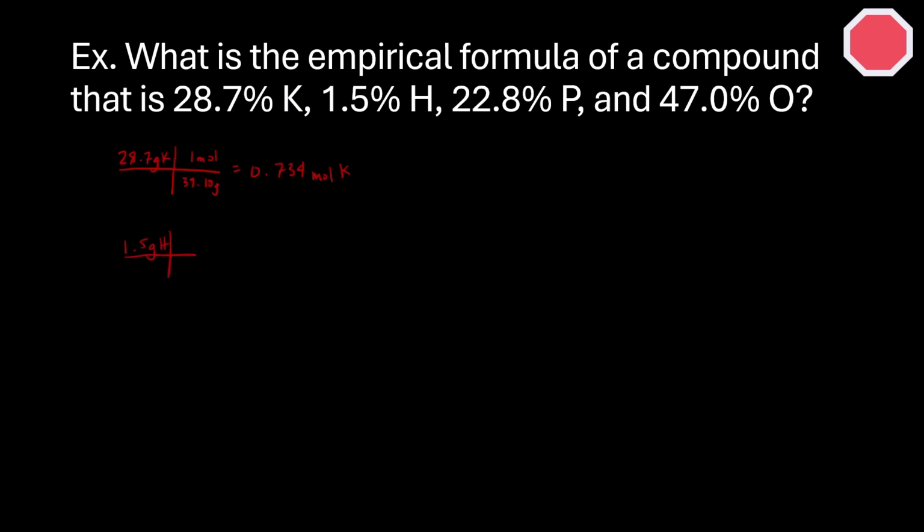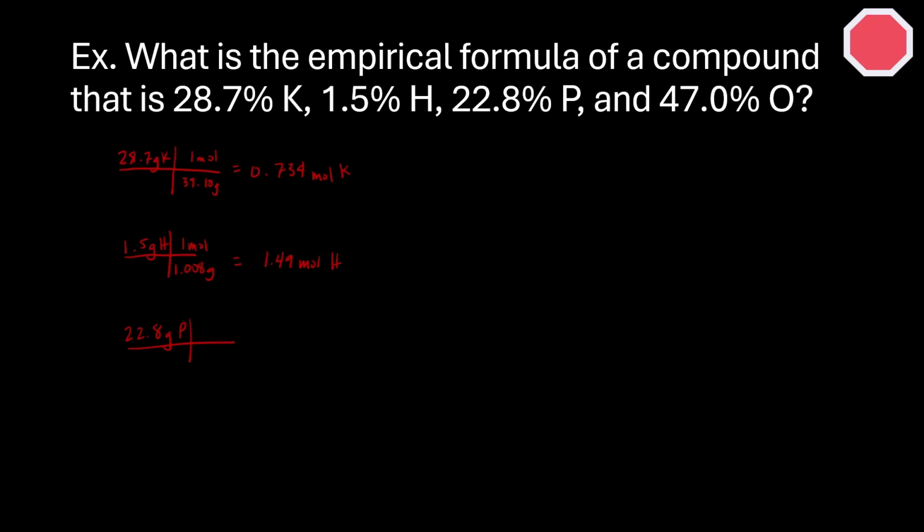Next, we're given 1.5 grams of hydrogen. If we look on the periodic table, it's going to be 1.008. Again, you can put 1.01, just whatever your periodic table says. As long as it's close, it's not going to make a difference because the significant figures aren't going to change. And you're going to get 1.49 moles of hydrogen.